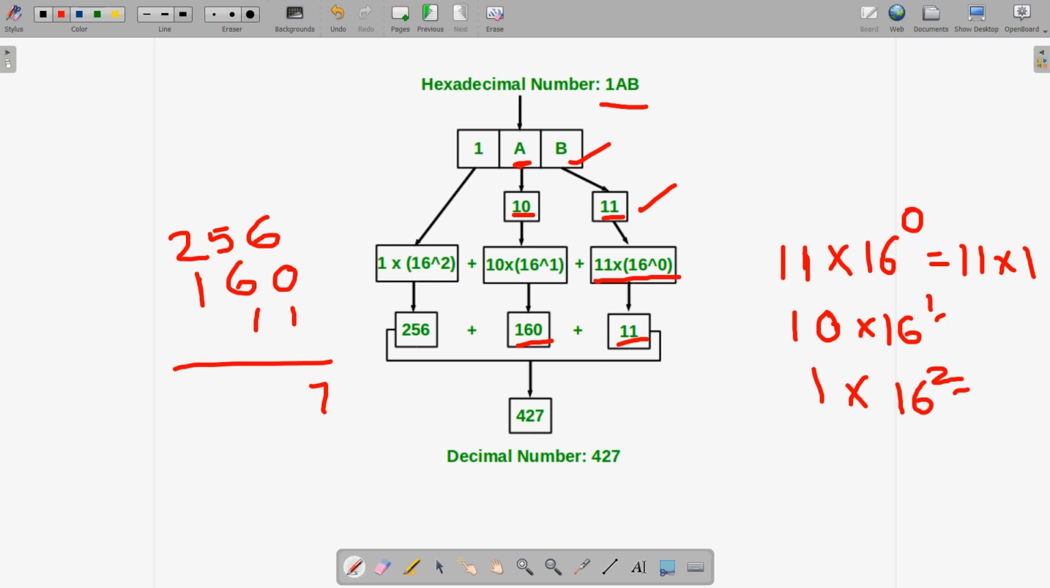Then 5 plus 6, 6, 6, 12, then it is 2, carry 1, 2 plus 1, 3, carry 1, it is 4. So 427 is the answer we have got. Now this 427 is the decimal, so you can write 427 with the base 10. Clear? See how simple it is. The same process we are doing in all of the conversions.